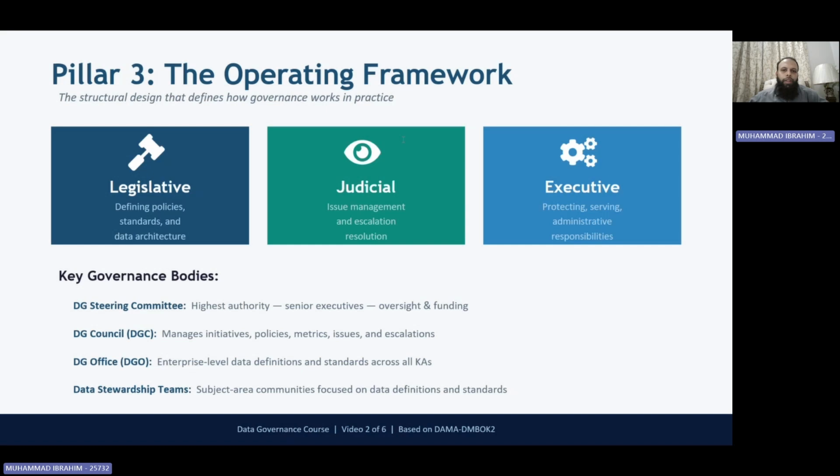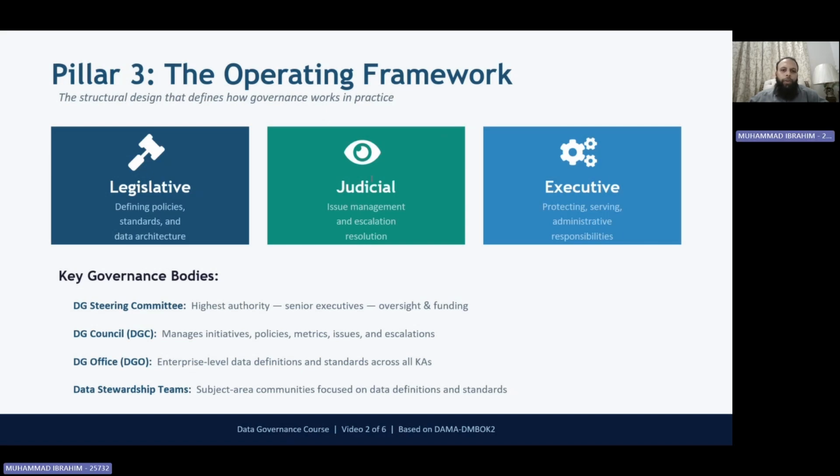Below that is the Data Governance Council, or DGC. This is the operational leadership body that manages governance initiatives, develops policies, tracks metrics, and handles issue escalation. Then there is the Data Governance Office, DGO. This team has an ongoing focus on enterprise-level data definition and data management standards across all knowledge areas. And at the working level, you have data stewardship teams. Communities of interest focus on specific subject areas or projects, working on data definition and standards in their domain.